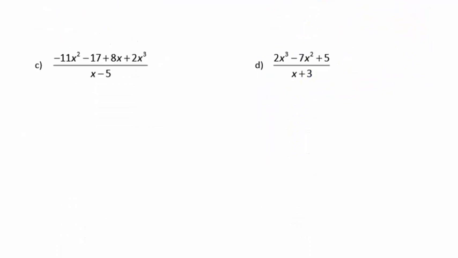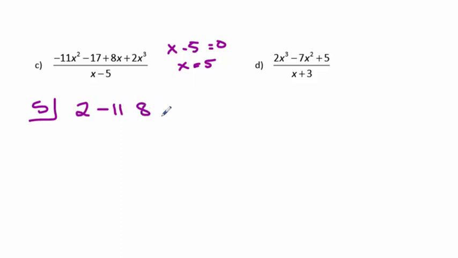Let's do a couple more for practice. C, the denominator is x minus 5. If you set that equal to 0, that would give you x equals 5. So 5 is the number that we start with in our box. And now we do the coefficients. Now these coefficients absolutely must be in order. So x cubed has a coefficient of 2. x squared has a coefficient of 11. x has a coefficient of 8. And negative 17 is the constant. They're not written in the correct order, but I must put them in descending order. Power 3, power 2, power 1, power 0.